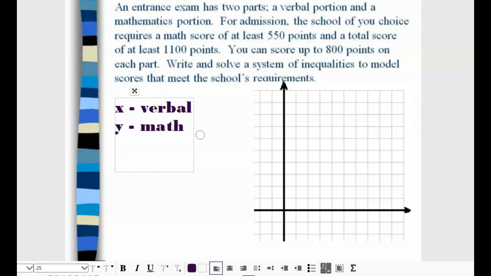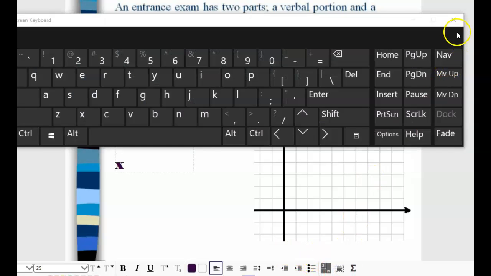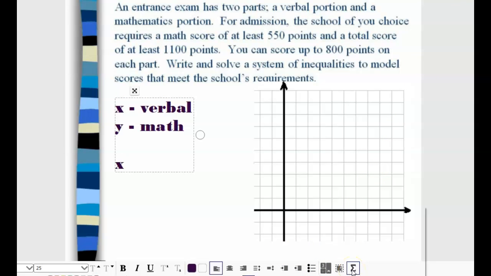So it's giving me two equations at a time right now. It's telling me that my math score has to be greater than or equal to 550. My total score has to be at least 1100. So my total is my math and English combined. So my math and English together have to be greater than or equal to 1100.